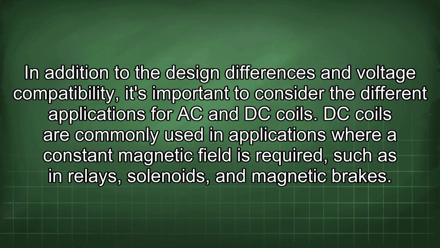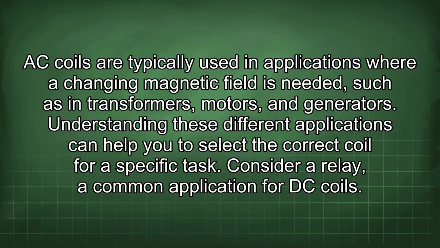In addition to the design differences and voltage compatibility, it's important to consider the different applications for AC and DC coils. DC coils are commonly used in applications where a constant magnetic field is required, such as in relays, solenoids, and magnetic brakes. AC coils are typically used in applications where a changing magnetic field is needed, such as in transformers, motors, and generators. Understanding these different applications can help you to select the correct coil for a specific task.